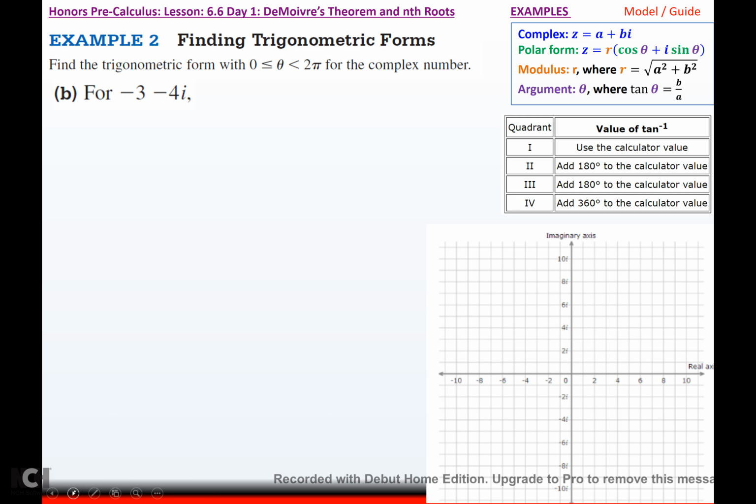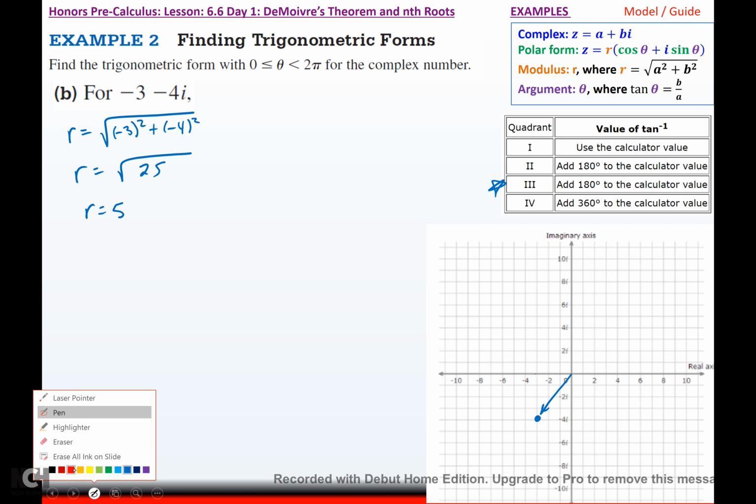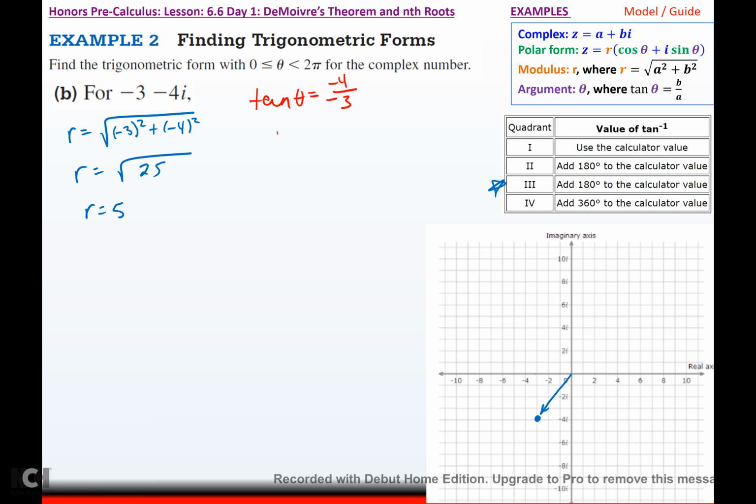Alright, so let's try another one here. Again, we're between 0 and 2 pi, so they want radians. So if I plot that, -3 -4i, we're in quadrant 3. So watch that calculator answer. I've got to find r, and that's going to be the square root of -3 squared plus -4 squared. So that gives me the square root of 25, which gives me 5. To find theta, I'm going to say tan theta equals b over a. So tan theta equals 4/3.